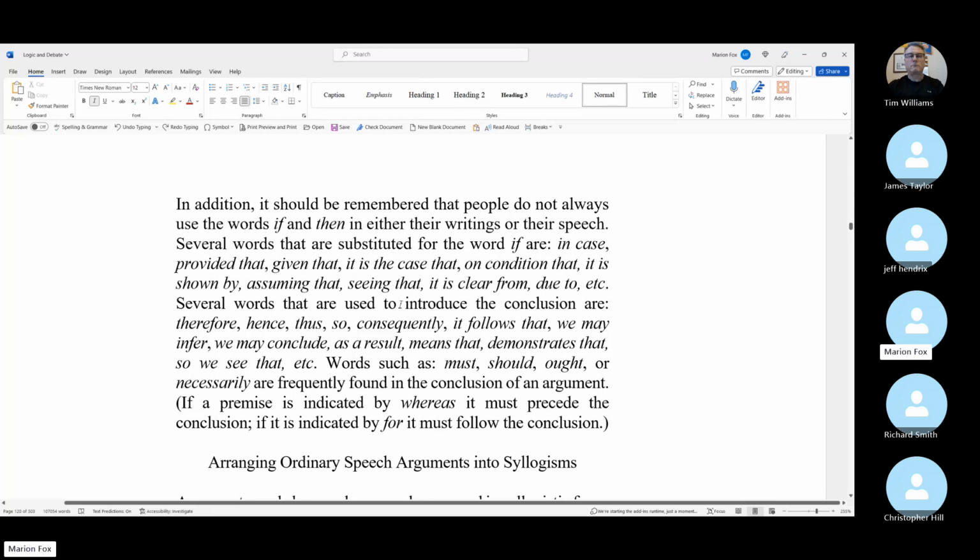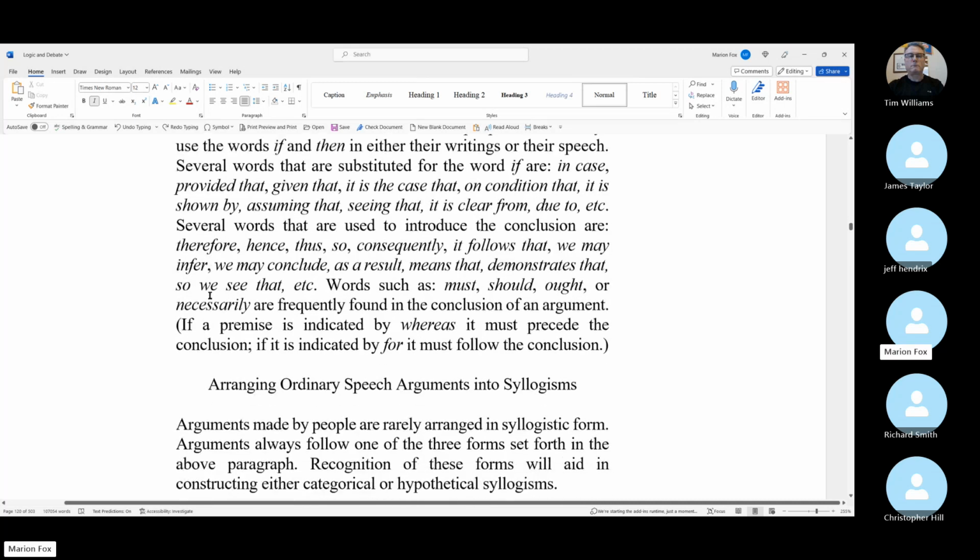Words such as must, should, ought, or necessarily are frequently found in the conclusion of the argument as well. If a premise is indicated by whereas, it must precede the conclusion. All right? So the word whereas must precede the conclusion. If it is indicated by for, it must follow the conclusion. So these are some of the rules.